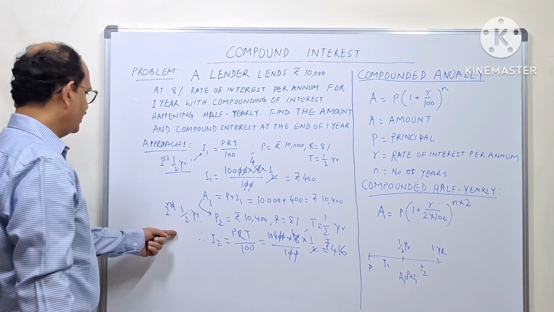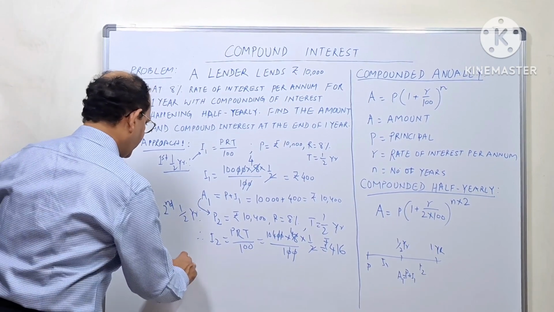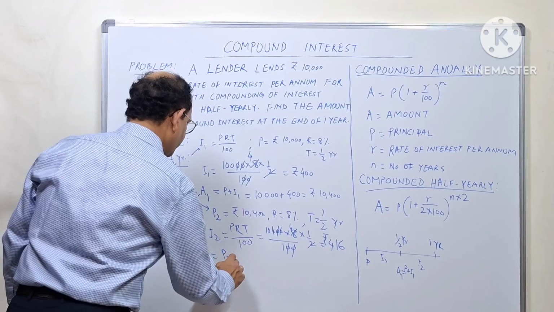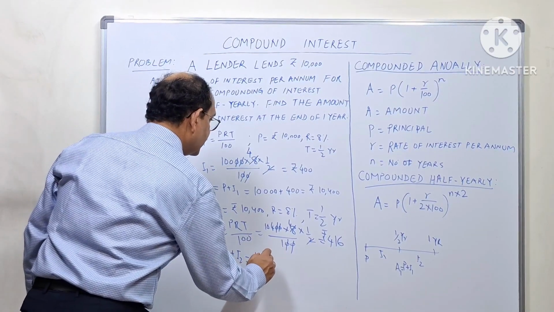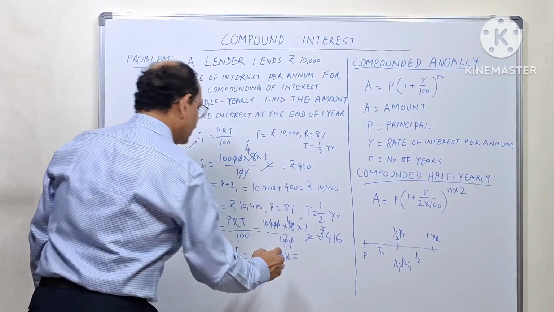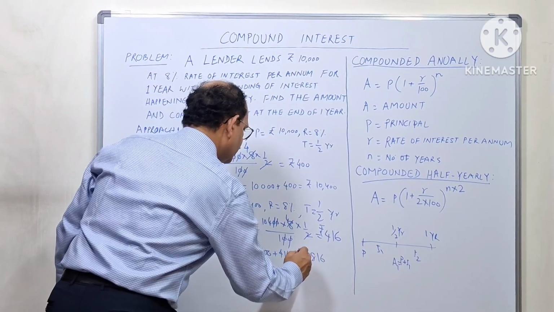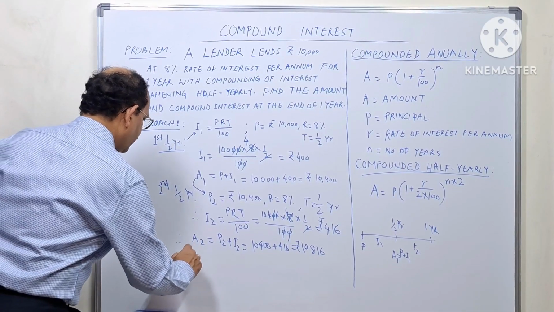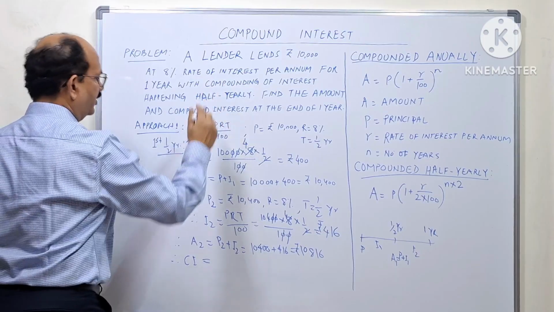That becomes the interest earned during the second half year, and therefore the amount at the end of the second half year will be equal to the principal in the second half year and the interest earned. Principal is 10,400 plus the interest earned is 416. So therefore the amount becomes 10,816 rupees.